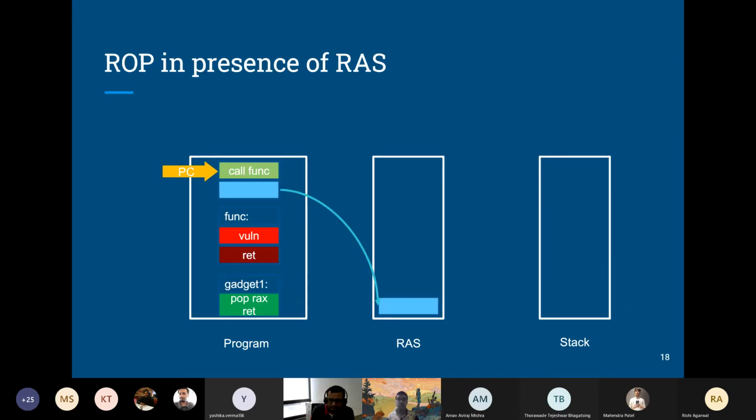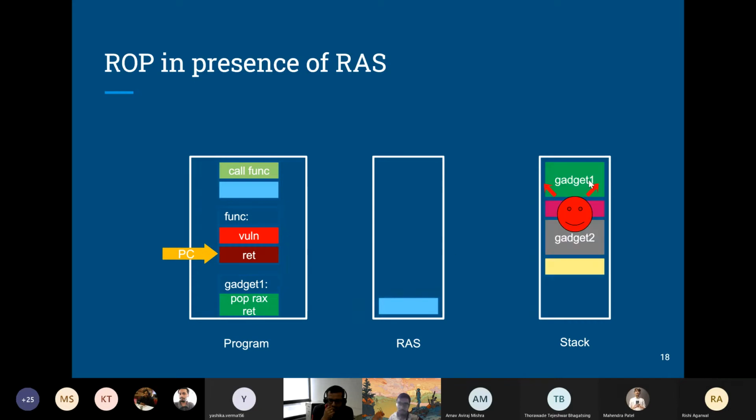Think of the same RAS in case of an ROP. To call func again, there is some vulnerability inside this function which allows an attacker to put something over here. So he put in a gadget address, basically, and here is the gadget. So this is the gadget address. You return to this guy.